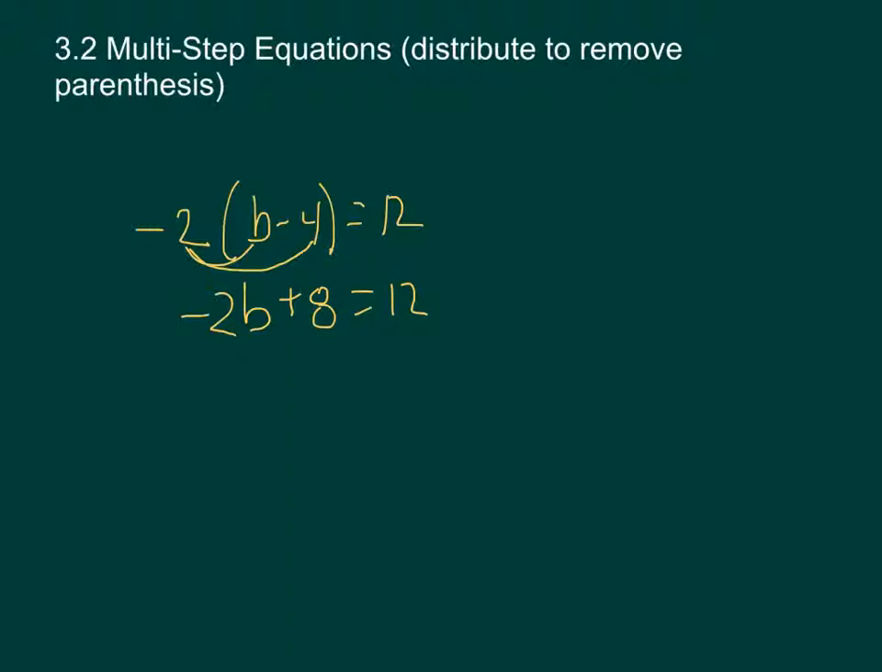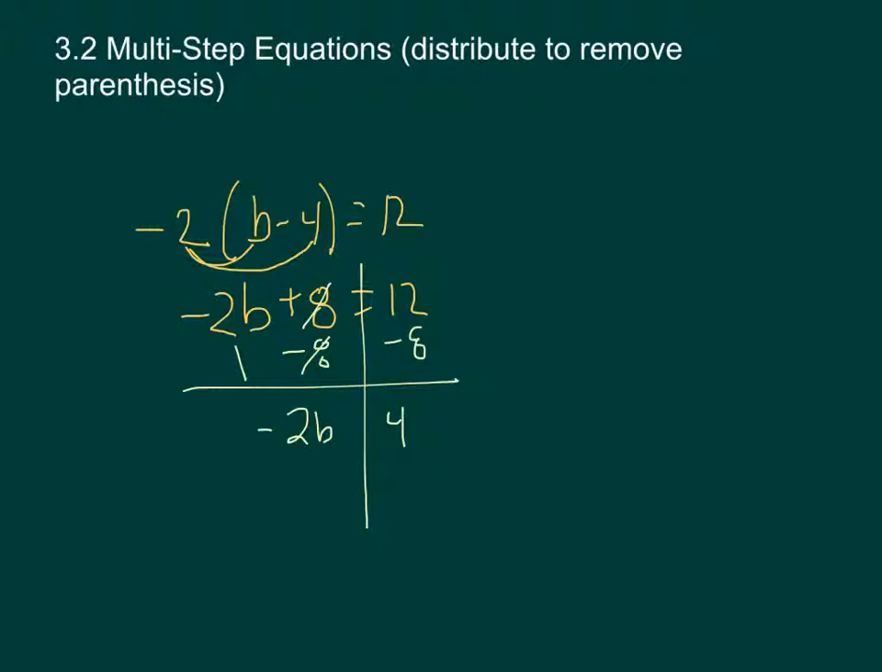Okay, now once I've done that, look, I've got a two-step equation. Undo addition, subtraction, undo multiplication, division. Make my little line. Let's get rid of the 8. Undo addition by subtracting. The 8's cancel. 2b comes down. 12 and negative 8 gives me 4.